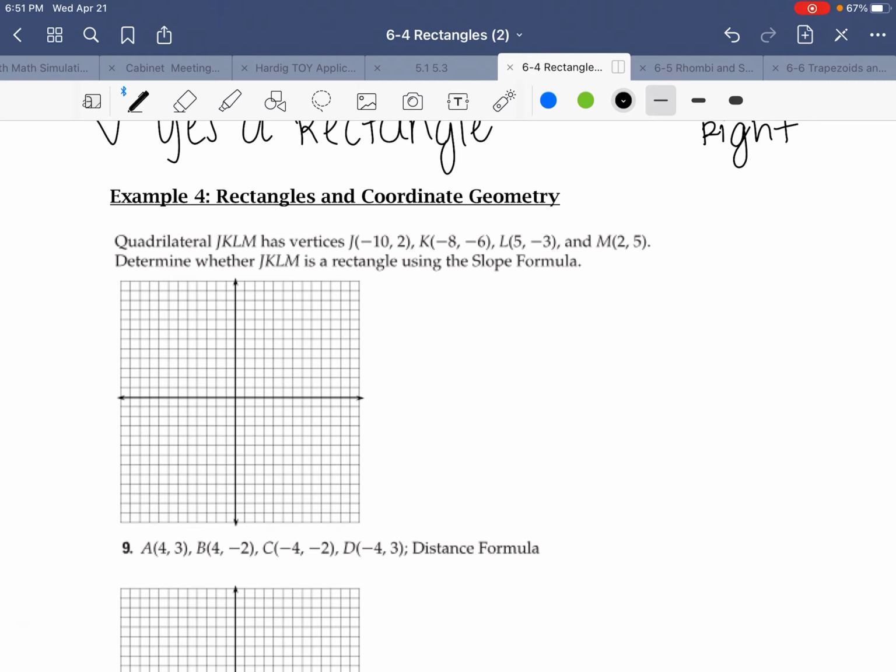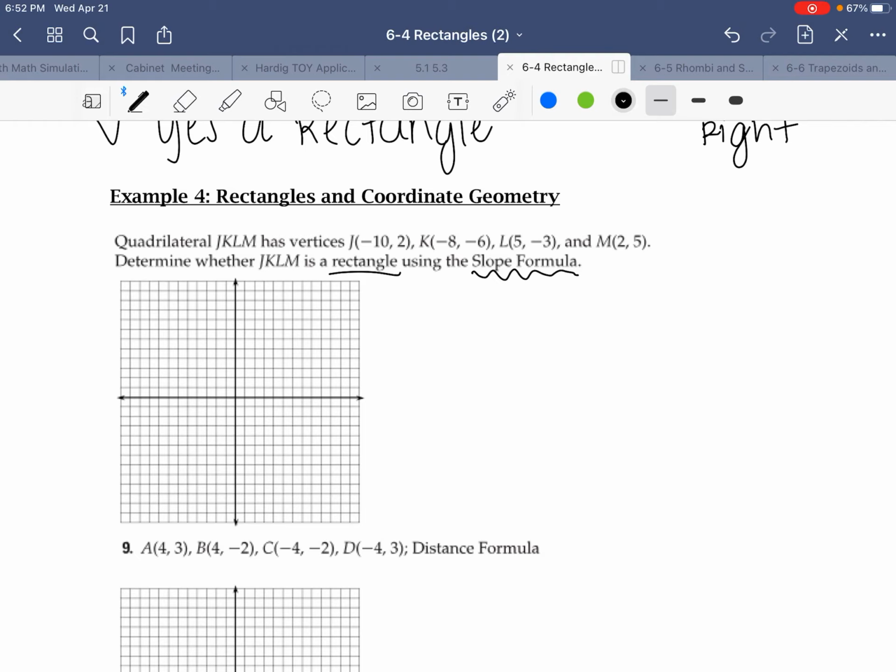So we have the quadrilateral JKLM with vertices at (-10, 2), (-8, -6), (5, -3), and (2, 5). We want to determine whether this is a rectangle using our slope formula. Now, because they've told us to use the slope formula, we are going to need to determine the slopes for each side of that rectangle and make sure that they are perpendicular to each other.